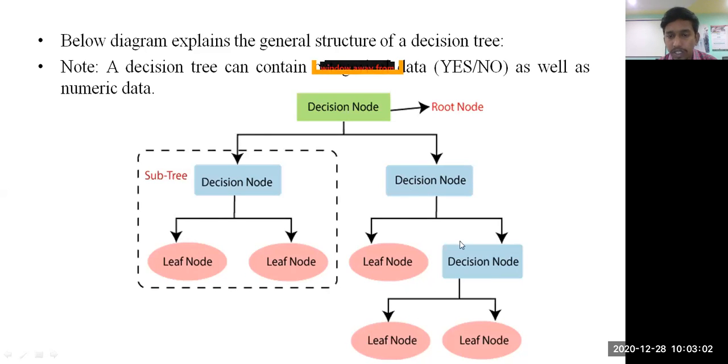Here you can see the further implementation, or the further subtree. If it is a leaf node, it will not have further branches, and if it is a decision node, it has some further branches. Everybody should keep this in mind while learning the decision tree concept.